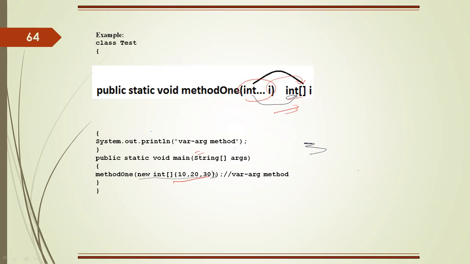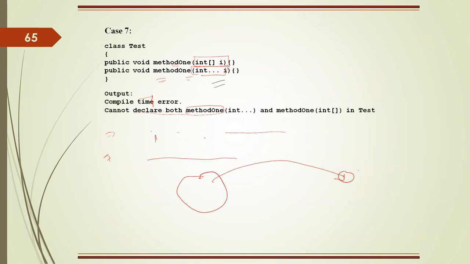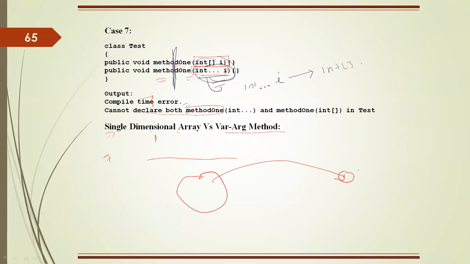A one-dimensional array you can pass to a varargs method. Case seven, like this: output is a compile time error. We cannot declare both methods, because the method name is the same and the argument is also the same. Why? Because internally int dot dot dot is converted to int array, the JVM looks at it as an array of int. If you change the variable name, it still does not work.